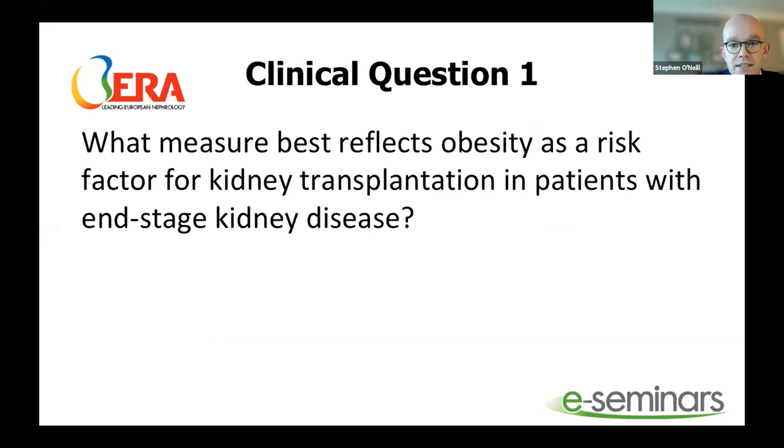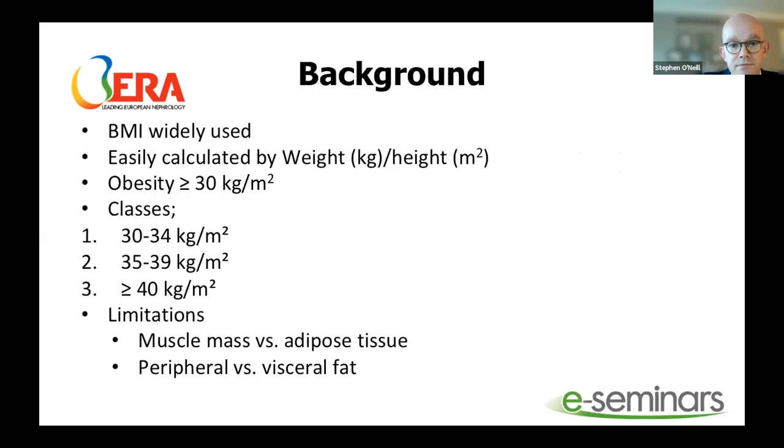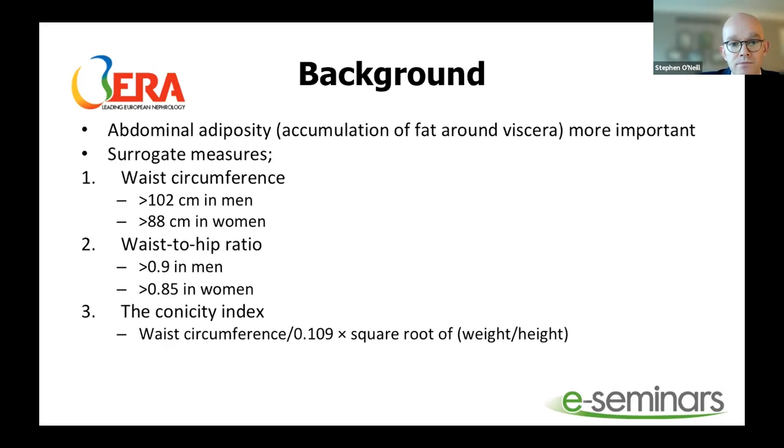The first clinical question I'll address in the guideline is what measure best reflects obesity as a risk factor for kidney transplantation in patients with end-stage kidney disease? The background to this question is that BMI is the most widely used metric. BMI is pretty simple to calculate. It defines obesity in a simple way and breaks up obesity into easy to remember classes. But there are limitations to BMI since it may not differentiate well between muscle and fat, or indeed peripheral versus visceral fat. Visceral fat is considered more problematic in terms of poor health outcomes.